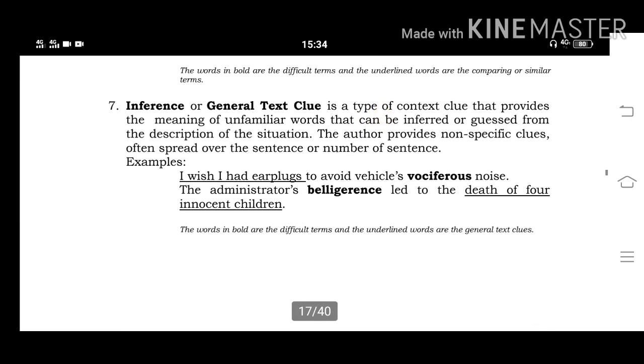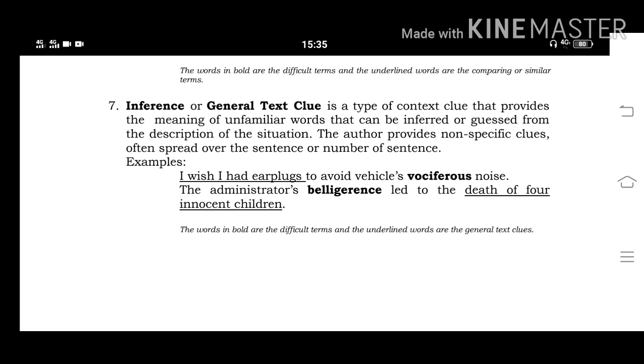Number 7, inference or general text clue. It's a type of context clue that provides the meaning of unfamiliar words that can be inferred or guessed from the description of the situation. The author provides non-specific clues often spread over the sentence or number of sentences. Inference or general text clue.